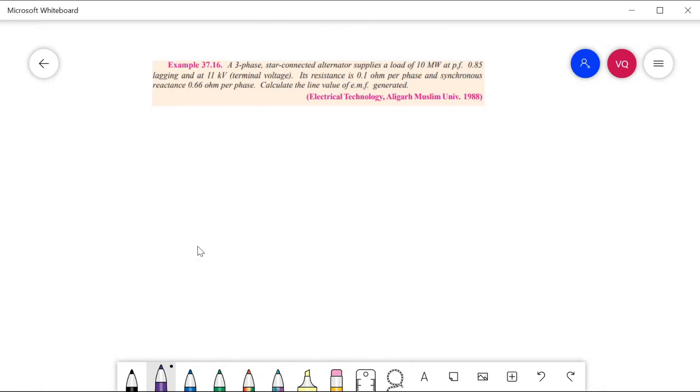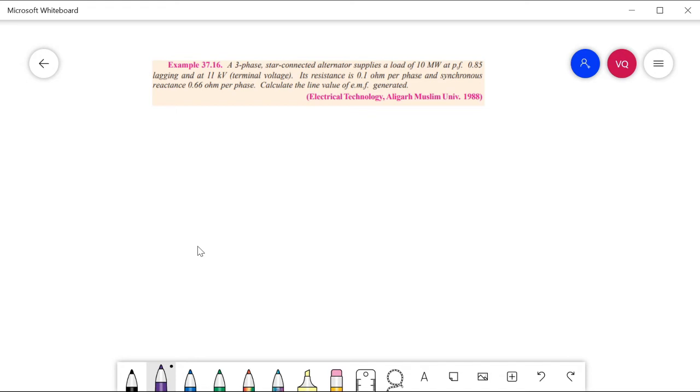Example number 1. A three-phase star-connected alternator supplies a load of 10 megawatts at power factor equal to 0.85 lagging and at 11 kilovolt terminal voltage. Its resistance is 0.1 ohm per phase and synchronous reactance 0.66 ohm per phase. Calculate the line value of EMF generated.